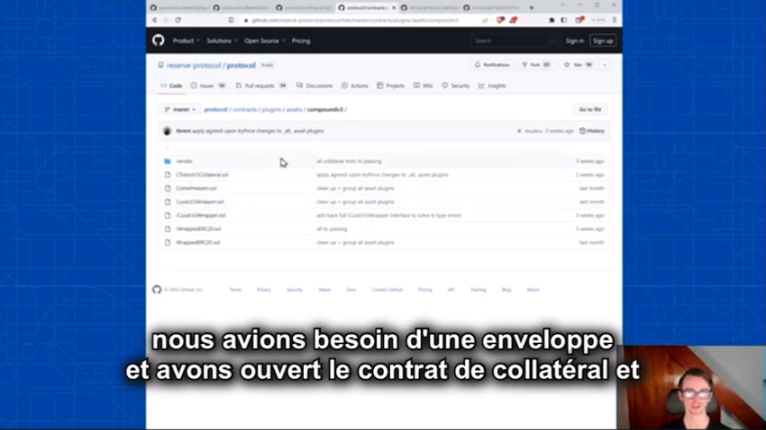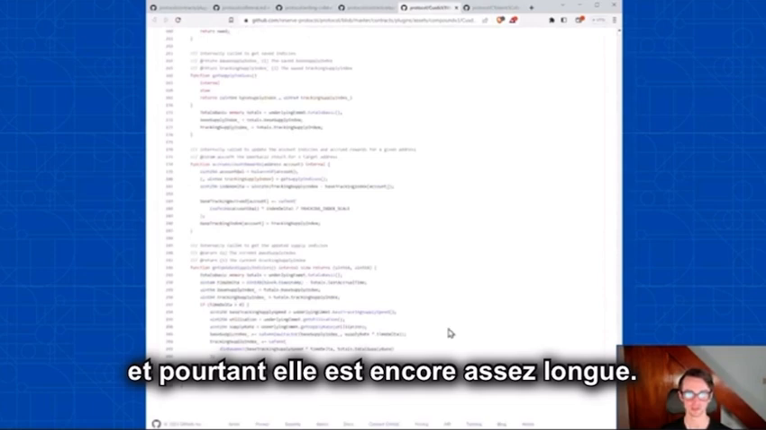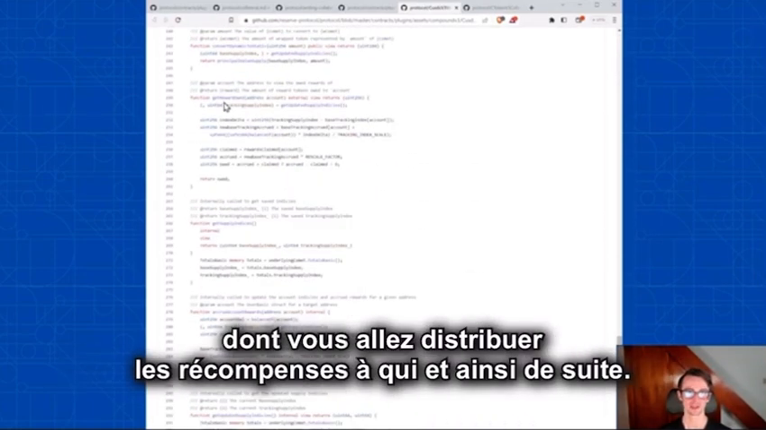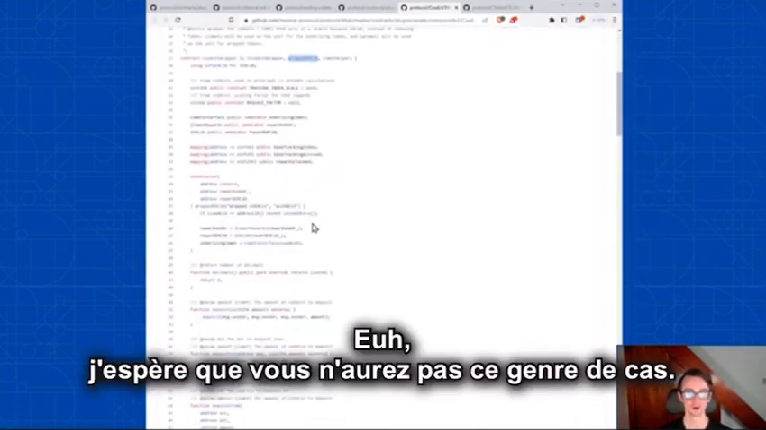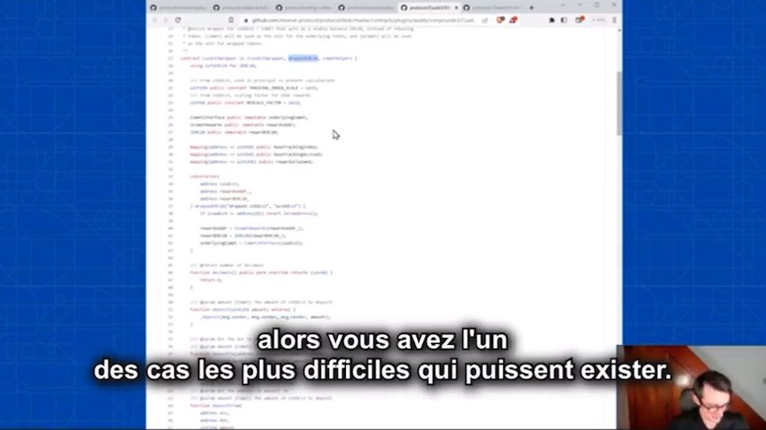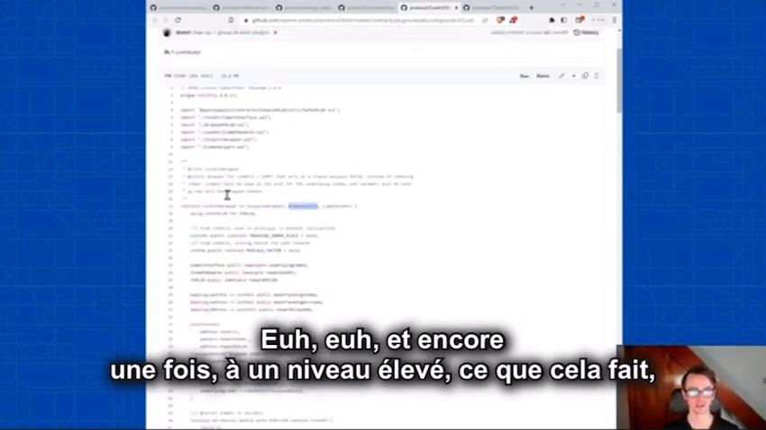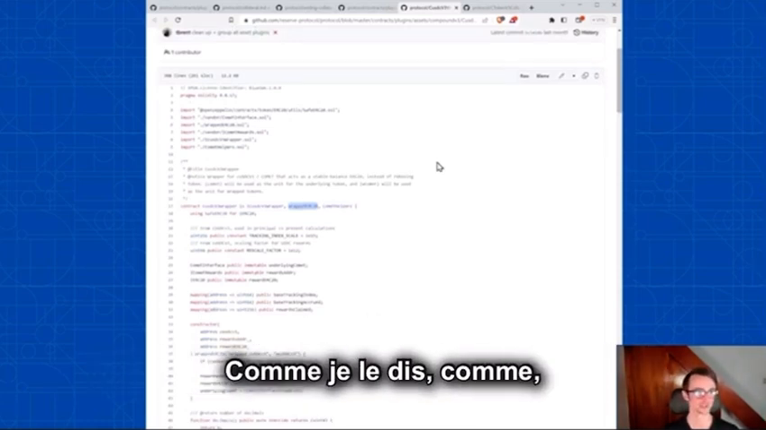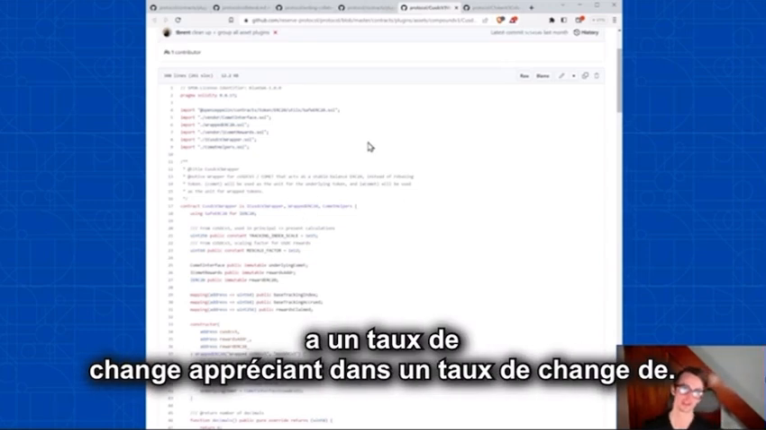I'm going to open the collateral contract and the wrapper. You can see the wrapper extends WrappedERC20, and yet it is still pretty long, okay? This actually has to do with rewards and calculating exactly how you're going to hand out rewards to whom and so on. It honestly gets quite complicated. Hopefully you won't have that kind of case. If you have rewards in a wrapper token, then you have one of the harder cases that can possibly exist. And again, at a high level, what this is doing is transforming a rebasing token into a 4626-like token. I'm saying like because it's really only like in the fact that there's an appreciating exchange rate, into an exchange rate token.